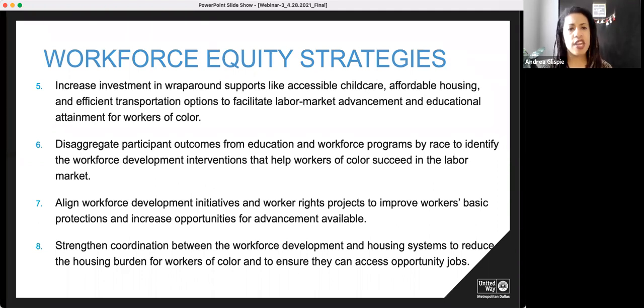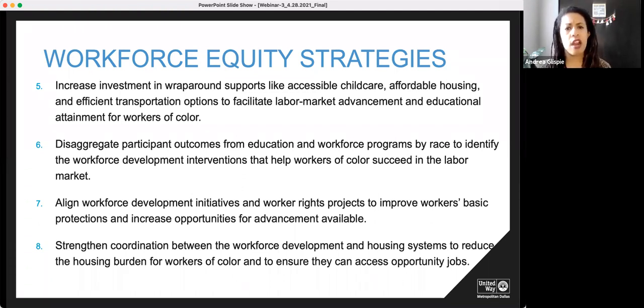The 7th recommendation is really around better aligning workforce development initiatives with worker rights projects, such as in Dallas, we have an organization called the Workers Defense Project, which was really critical in getting the city of Dallas to pass a paid leave benefit for workers. It's since gotten tied up in courts, but it was an important win nonetheless.